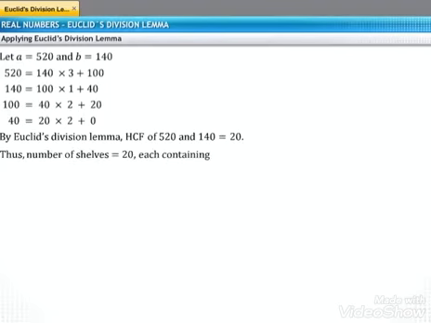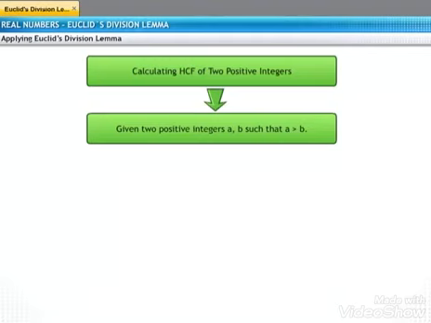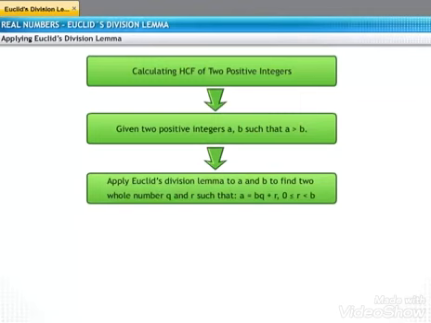Thus, Mr. Chatura can arrange his stock in 20 shelves, each having 26 boxes of pencils and 7 boxes of erasers. Now, let's observe the process of finding the HCF of any two given positive integers using Euclid's division lemma. Suppose we have two positive integers, a and b, such that a is greater than b. Apply Euclid's division lemma to the given integers a and b to find two whole numbers q and r, such that a is equal to b multiplied by q plus r.